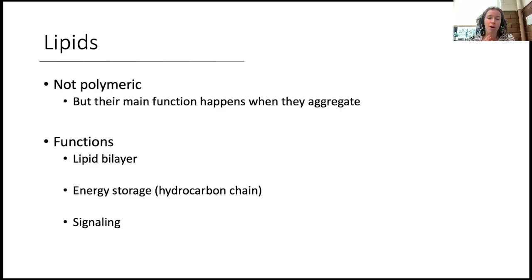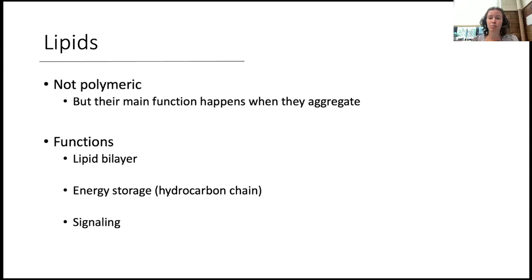So let's talk about this next class of biomolecule, lipids. This is going to be the last one we discuss. We have talked about protein, we have talked about carbohydrates, we have talked about nucleic acid, and now we're going to talk about lipids. Lipids are not polymeric, similar to carbohydrates. Nucleic acid, that's a polymer. Proteins are a polymer of amino acid, right? Lipids, not polymeric. But their biggest function that we'll talk about today happens when they aggregate with one another.